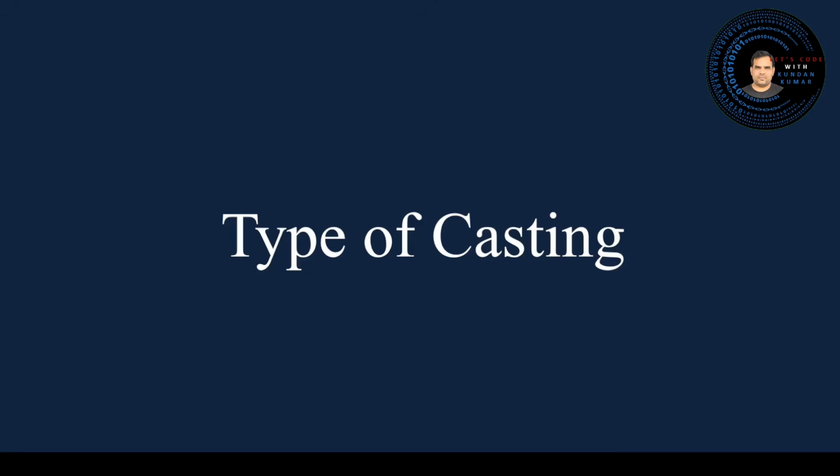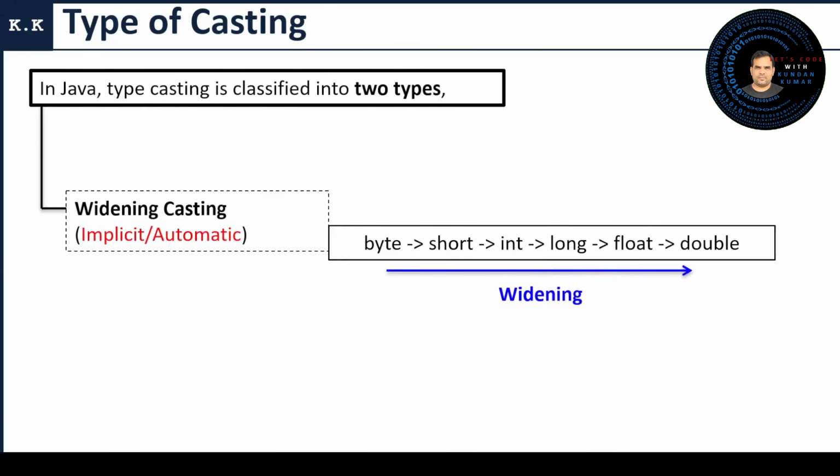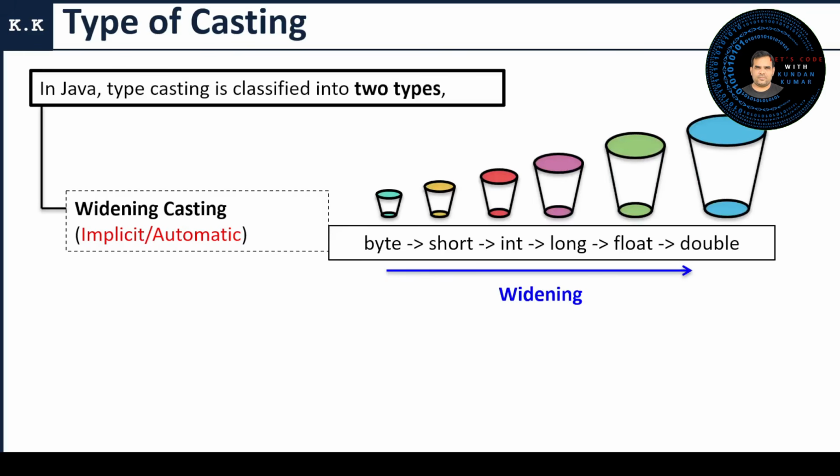Let's go and see the types of typecasting. Java supports two types of typecasting. The first is widening casting, which is implicit and automatic. Java supports automatic widening casting. What is widening casting? Widening casting means you store a small data type into a bigger data type, from smaller to bigger.